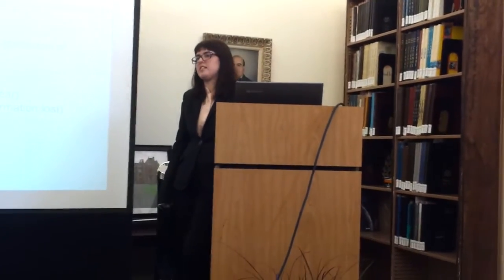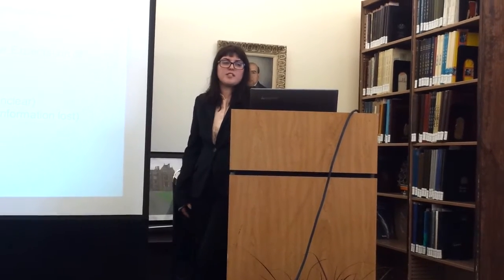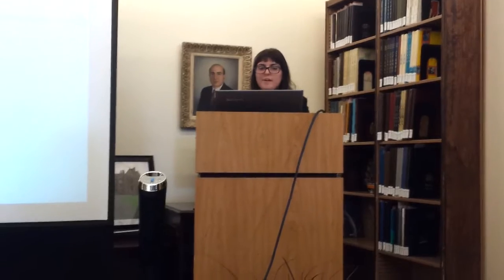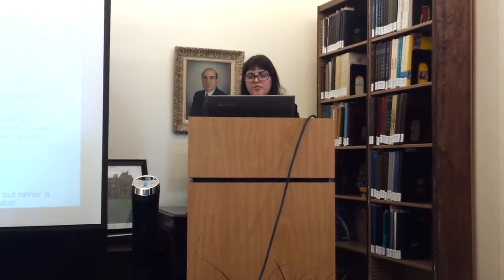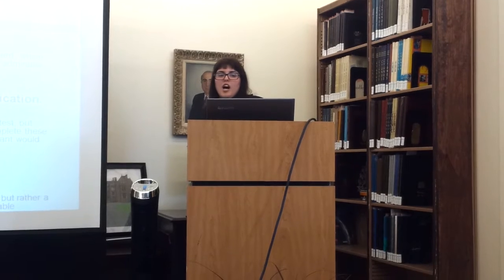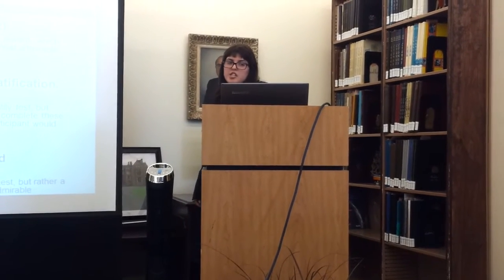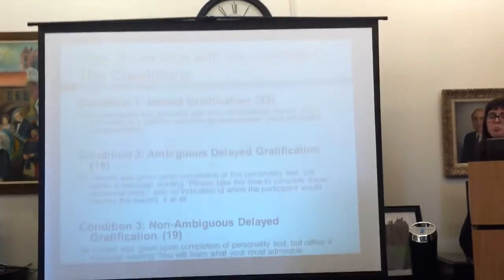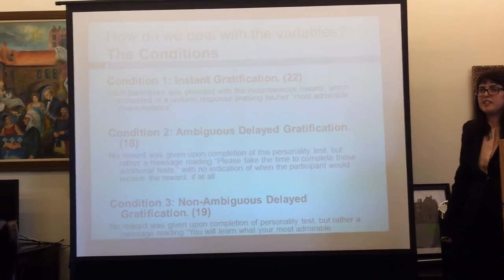And then the dependent is state anxiety. So state anxiety is hypothesized to be dependent on the delay of gratification or the ambiguity of the gratification. So the three conditions I created, and I'll also tell you how I ran the experiment for each of them. That one got cut off, that's okay. In condition 1 was instant gratification, condition 2 was ambiguous delay, and condition 3 was non-ambiguous delay. There were 22 participants in the first, 18 in the second, and 19 in the third.